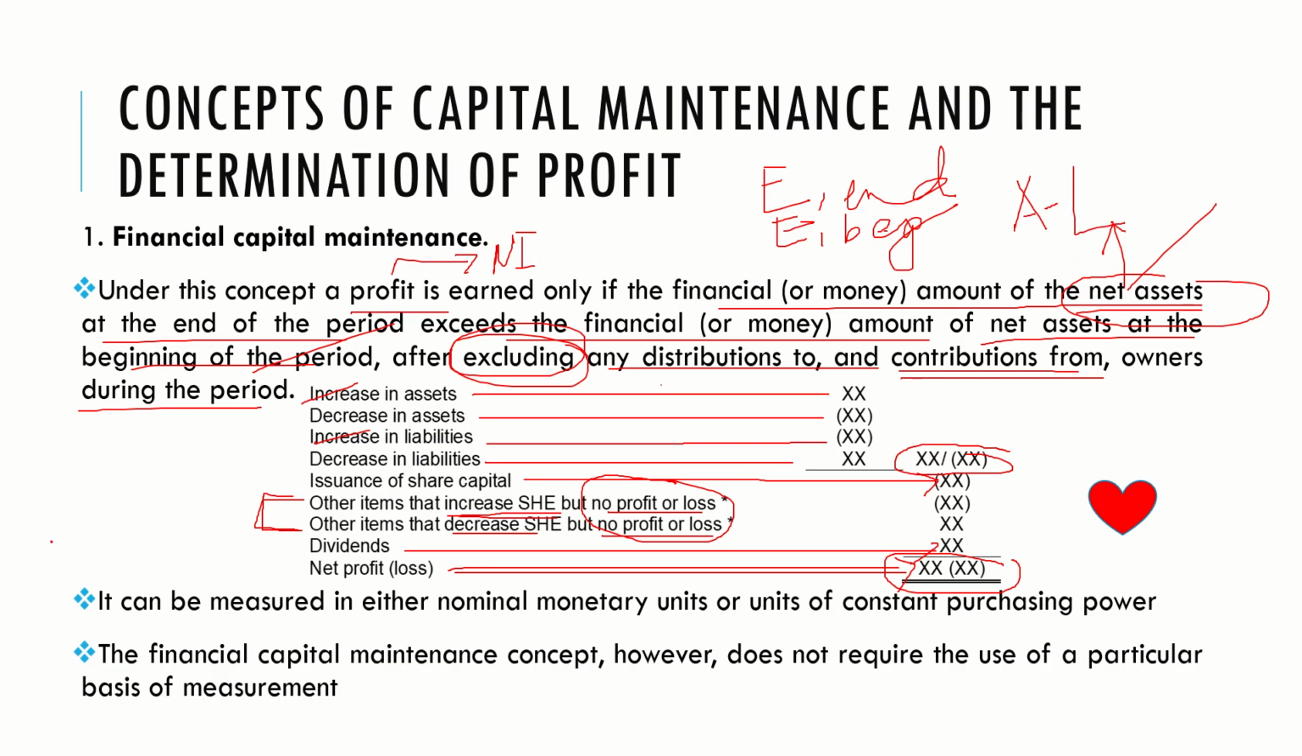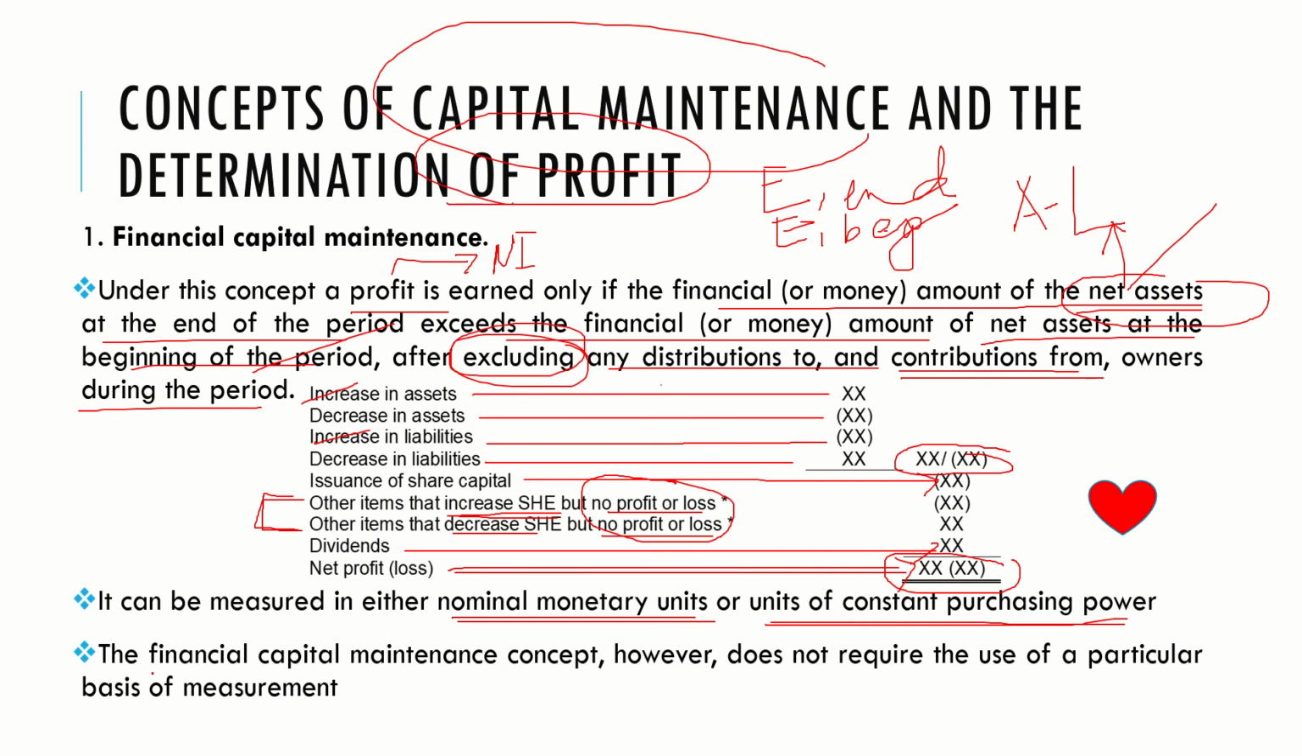Okay? So to continue, for the financial capital maintenance, it can be measured either in nominal monetary units or constant purchasing power. So kanina in the definition ng financial concepts of capital, capital is regarded as purchasing power or invested capital. So this is also the same with this concept, pero it's more on the determination of profit or the capital maintenance. And lastly, this financial capital maintenance concept do not require the use of a particular measurement basis.